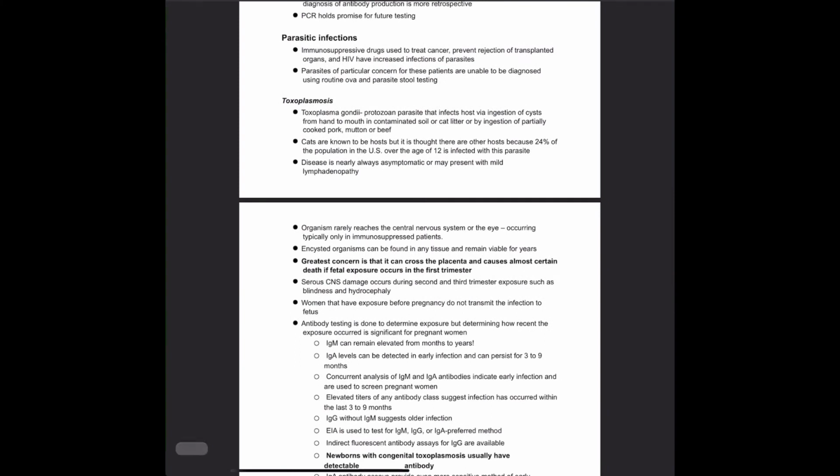Alright, so now we're on to parasitic infections. Immunosuppressive drugs used to treat cancer, prevent rejection of transplanted organs, and HIV have increased the number of parasitic infections. Parasites of particular concern for these patients are unable to be diagnosed via routine ova and parasite stool testing. So the first one we'll talk about is toxoplasmosis.